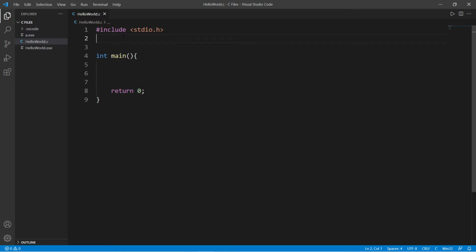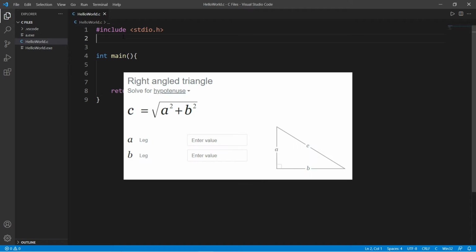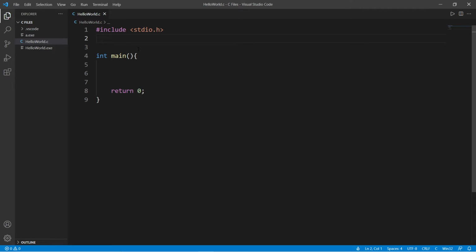In this video, we're going to write a small practice program to find the hypotenuse of a right triangle. We'll need the help of our math.h header file because we'll need access to some useful math functions. More specifically, the square root function.